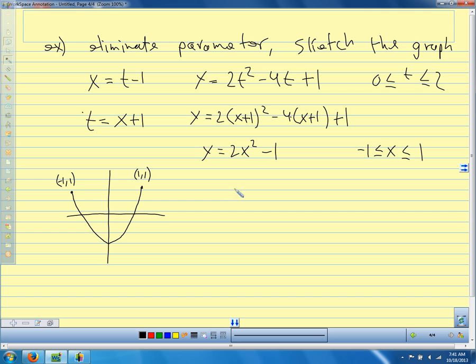And as t increases, does x increase or decrease? x increases as t increases. So we're going to travel along the curve from left to right. So that would be our orientation, left to right.